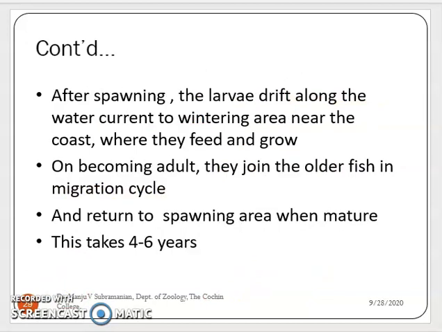And after spawning, the larvae drift along the water current to the wintering area near the coast where they grow and feed. On becoming adults, they join the older fish in the migration cycle. They return to the spawning area when mature, and it takes about 4 to 6 years. So in herring type of fishes, the migration takes place within the ocean itself, and they are a good example for Oceanodromous migration.